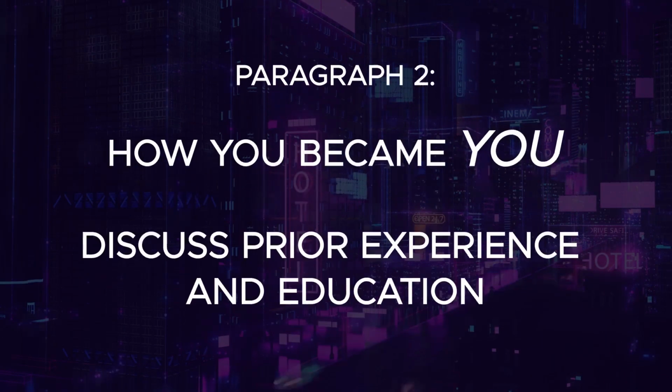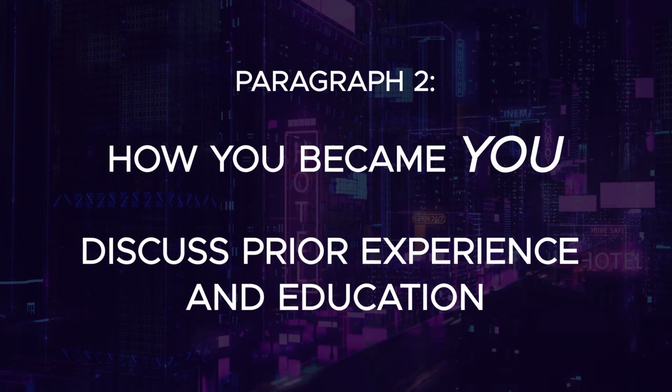Okay, let's move into paragraph 2. Paragraph 2 and paragraph 3 are much easier. Paragraph 2 should include about 4 items. So if paragraph 1 is who you are, paragraph 2, I want to be how you got there. How did you get made? How did you become what you are now?